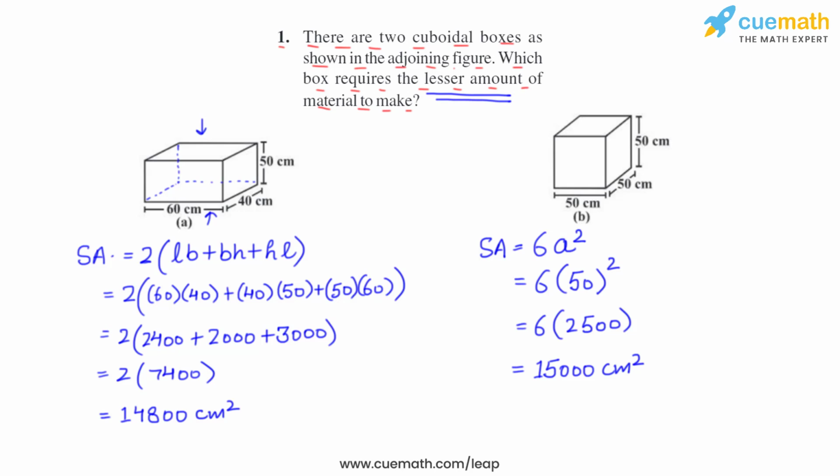Then the question is asking which of the boxes requires lesser amount of material to make. It means which of the boxes has the lesser surface area, because that box will require the lesser amount of material. Lesser surface area is of A part. It means figure A or box A will require lesser amount of material. So this answer should be A part. Figure A will require lesser amount of material to make.